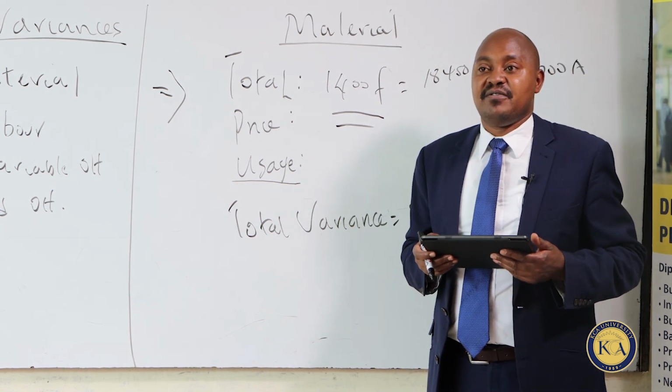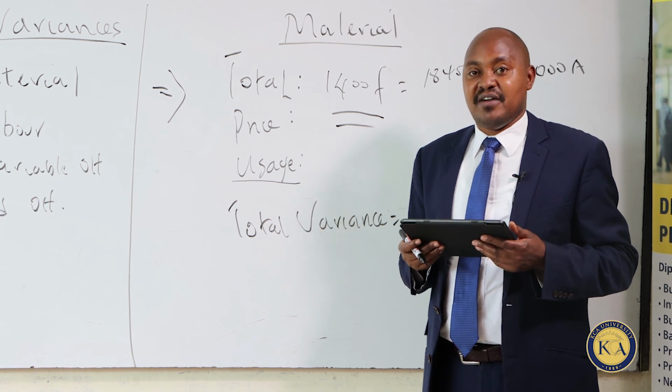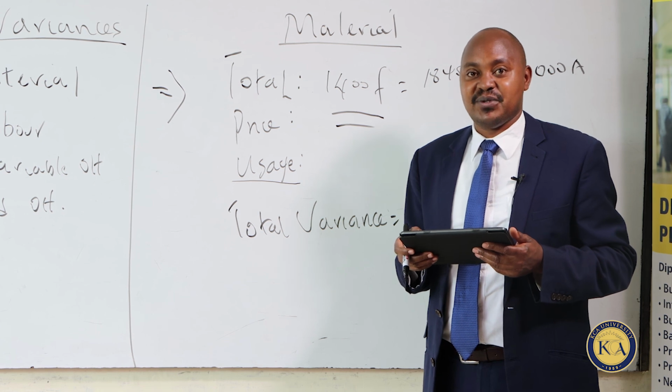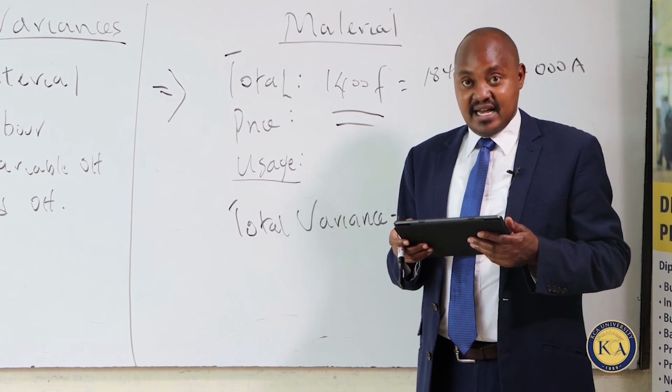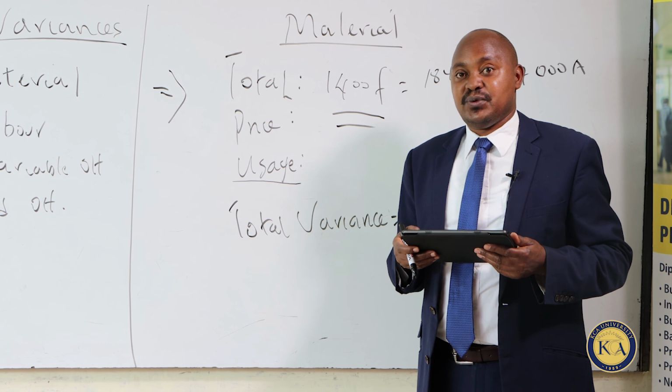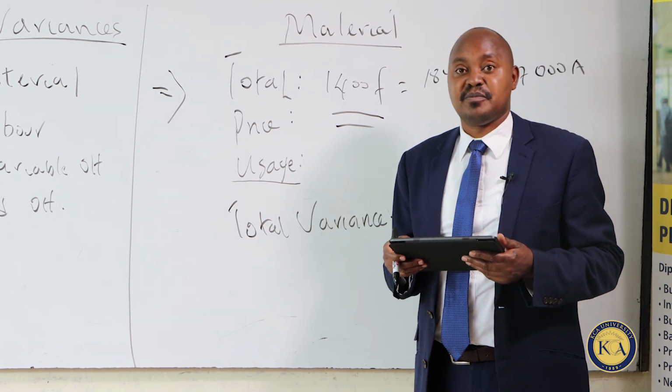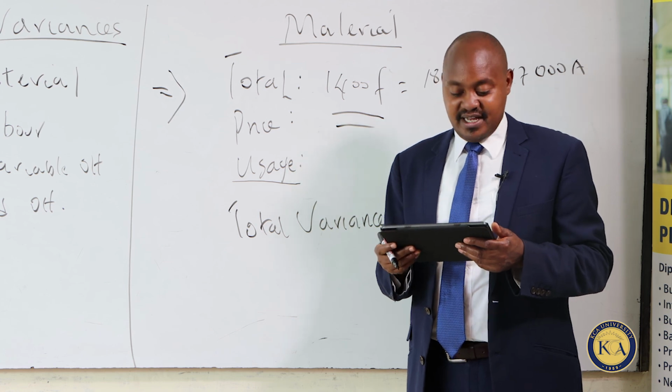So far, we have looked at 2 variances. We have looked at the material cost variances and labor cost variances. Our next session will be to look at the variable production overhead cost variances and the fixed production overhead cost variances.